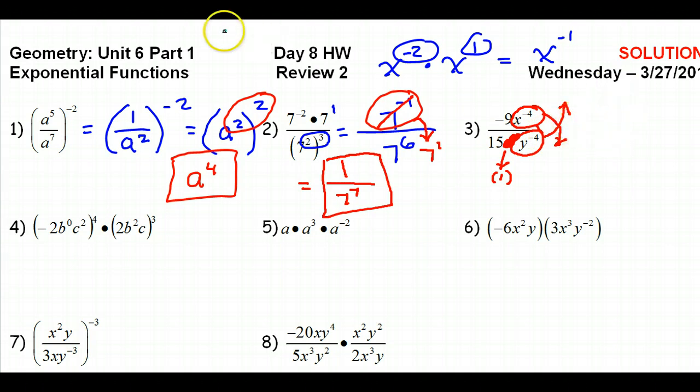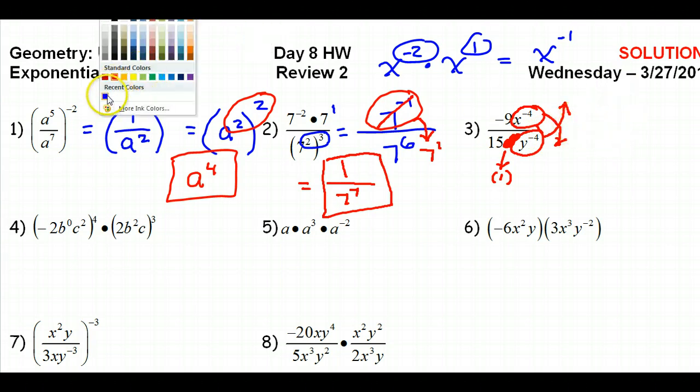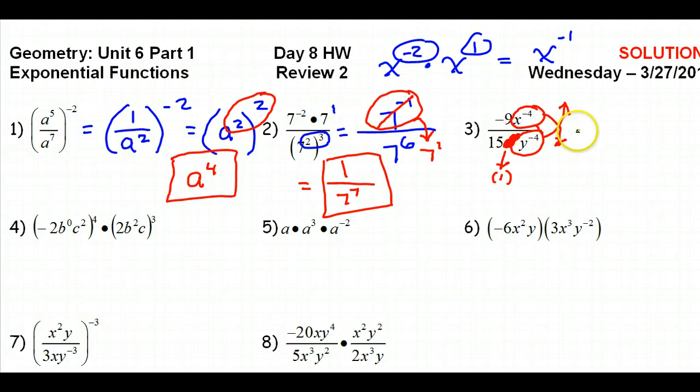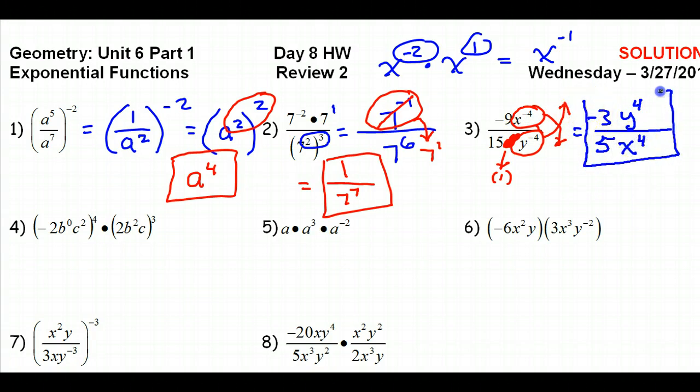So that means what we have so far is this. We will reduce these. Both of these are divisible by 3, so I'll have negative 3 over 5. There I reduced those. Now your y to the negative 4 power comes up here and becomes y to the 4th power. The x goes down and becomes x to the 4th power. So that is going to be your final answer for number 3.